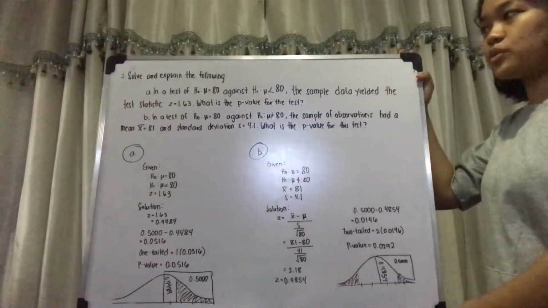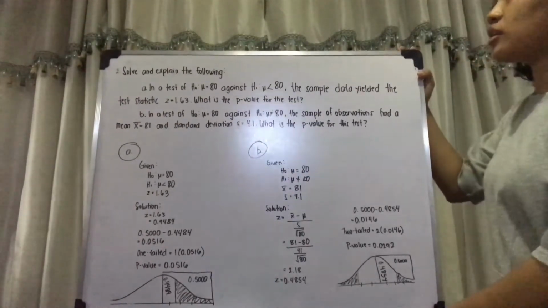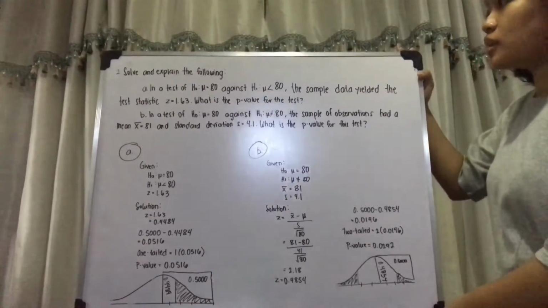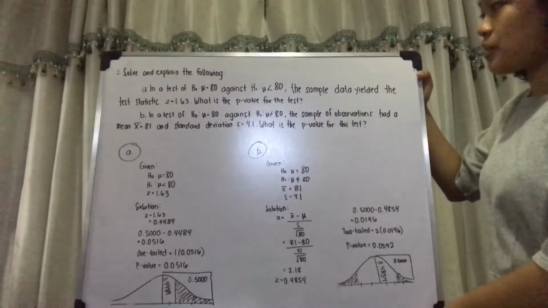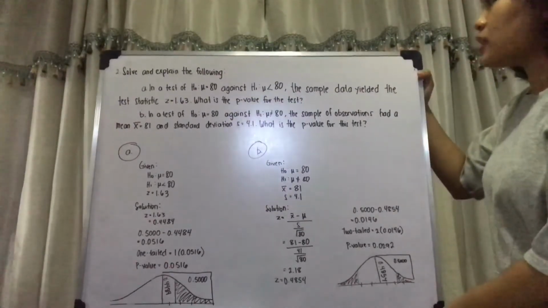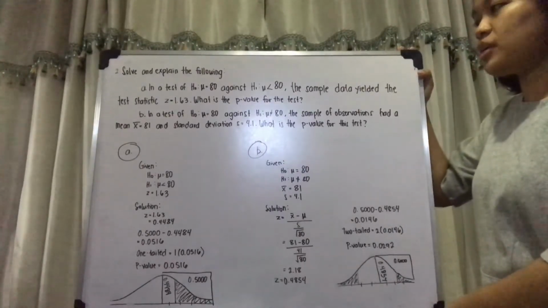Here we have item number 2. Solve and explain the following. In letter A, in a test in which the null hypothesis states that the population mean is equal to 80 against the alternative hypothesis which states that the population mean is less than 80, the sample data yielded the test statistic z equals 1.63. What is the p-value for the test?